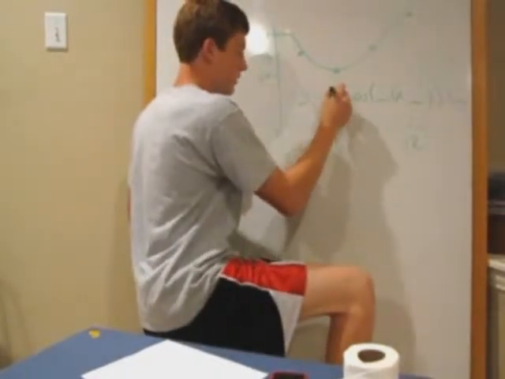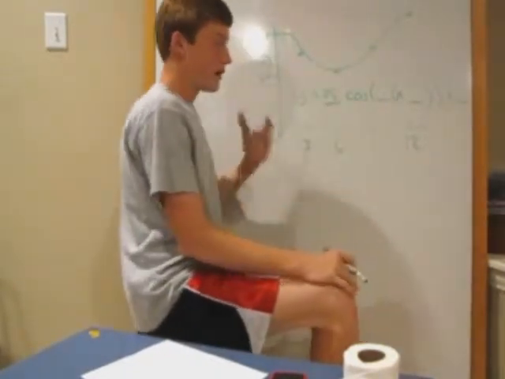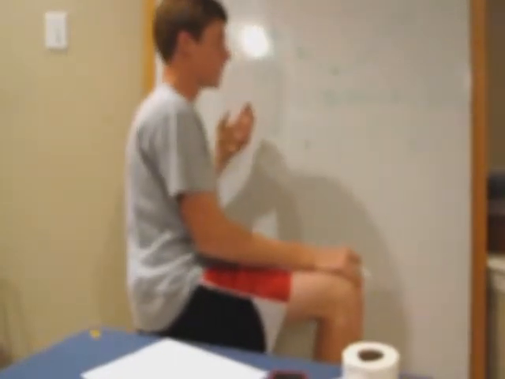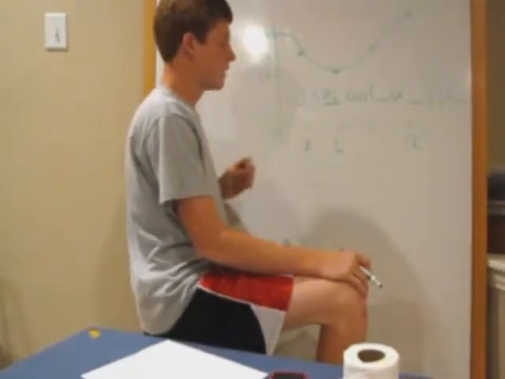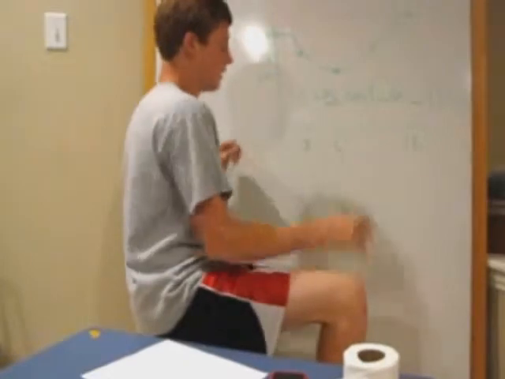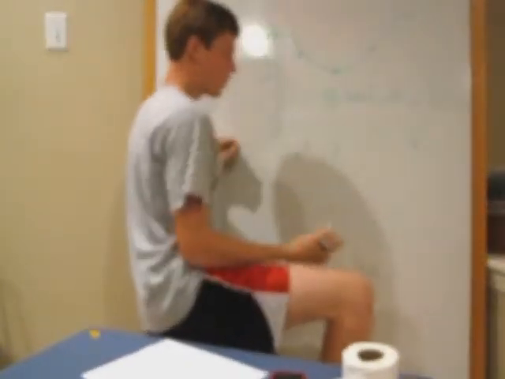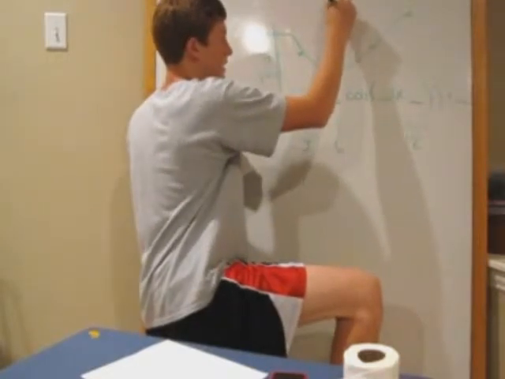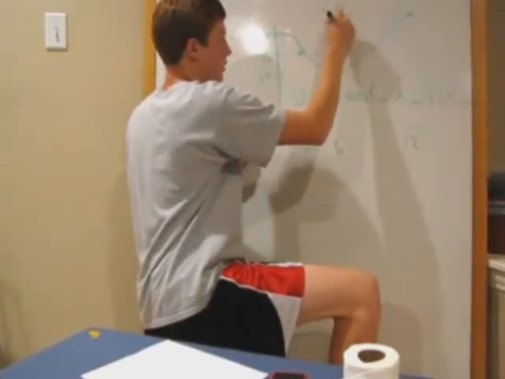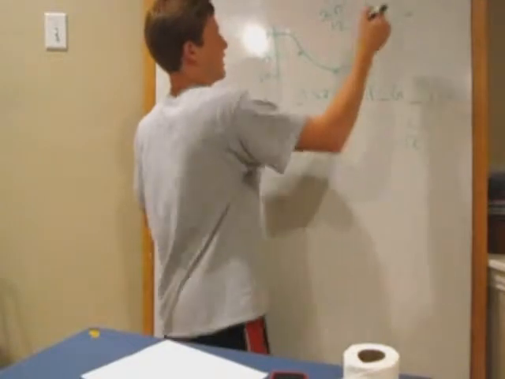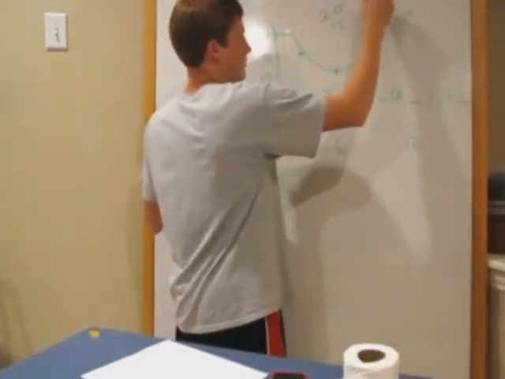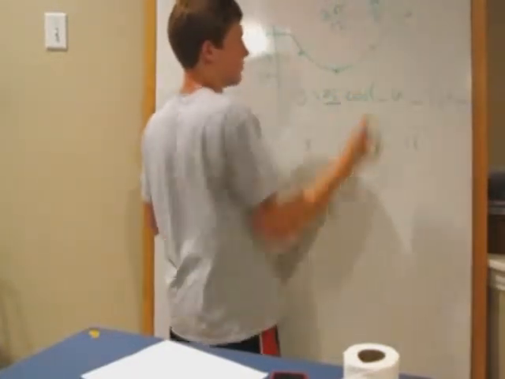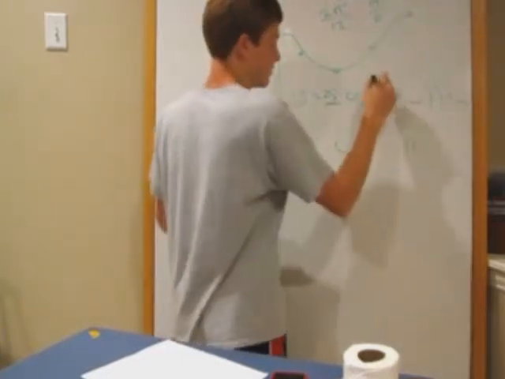So it's going to be 25 cosine, and then we need to find our b value. Our b value is going to be our horizontal stretch. If we look at the values down here, we know it's 12, and if we use our little system with the 2 pi over 12, then you can divide that out, and it's going to be pi over 6. So pi over 6 is going to be in our equation.